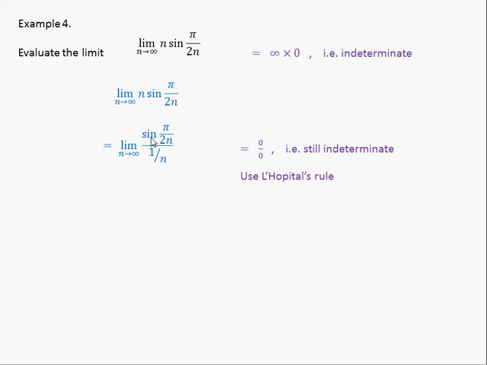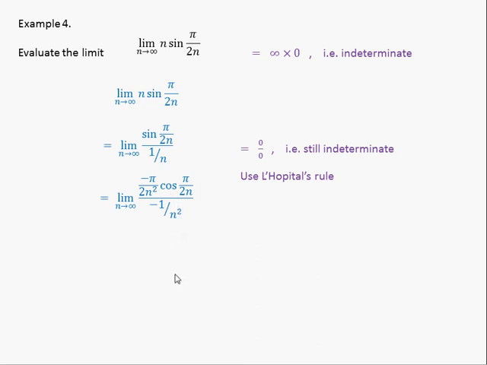The derivative of sine is cos, but this is a function of a function, so we're going to have to use the chain rule, and the derivative of pi over 2n with respect to n is negative pi over 2n squared. If you want, you could write this as pi over 2 times n to the power of negative 1, and you'll see really quickly where that comes from. And on the bottom here in the denominator, that's n to the power of negative 1, so the derivative of that is negative 1 n to the power of negative 2, which is what we've got here.